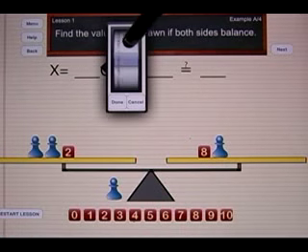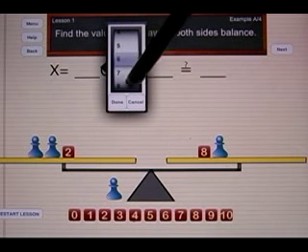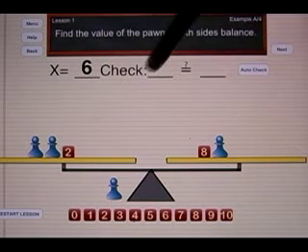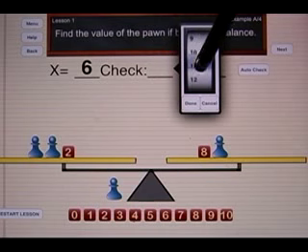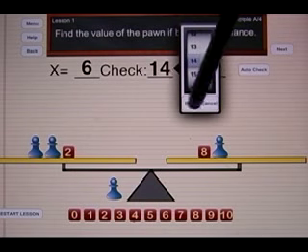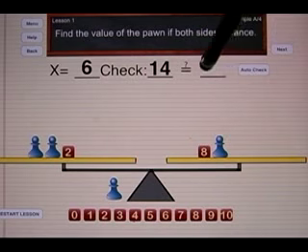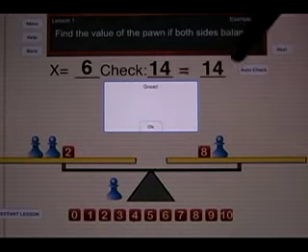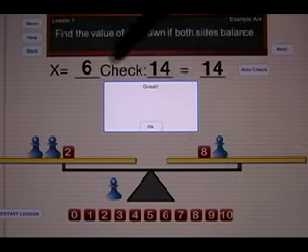Let's try 6. If x is equal to 6, I have 6 and 6 is 12 and 2 is 14. And on this side I have 8 and 6, which is also 14. Press done. And so that is the answer to the problem.